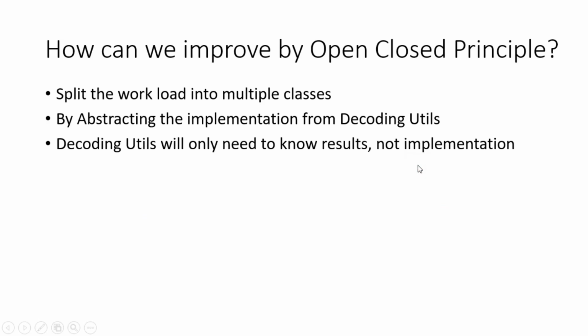So how can we improve our code by using the open-closed principle? We can split our workload into multiple classes. We can abstract the implementation of the decoding tools into multiple classes, so we can have a separation of work and don't focus all our code into a certain implementation. Also, we want to allow the decoding utility to only know about the results, and we don't want to have the implementation embedded in this class.